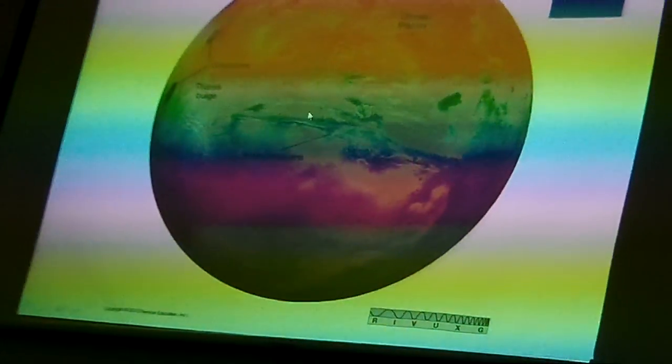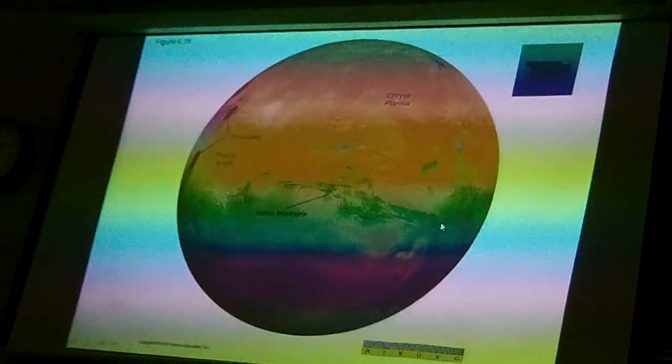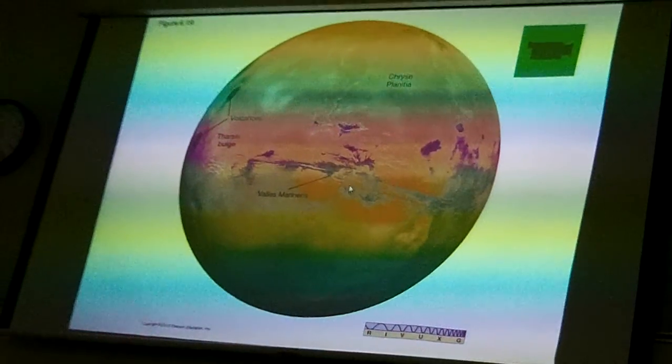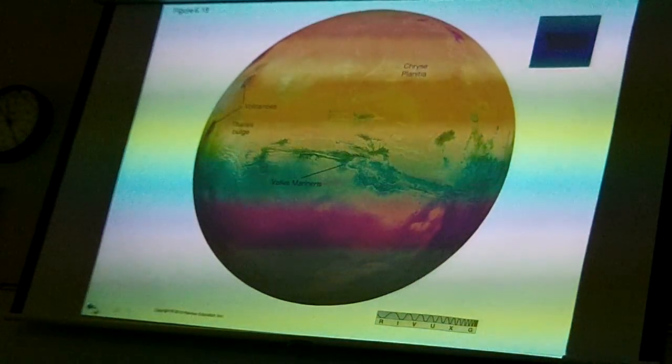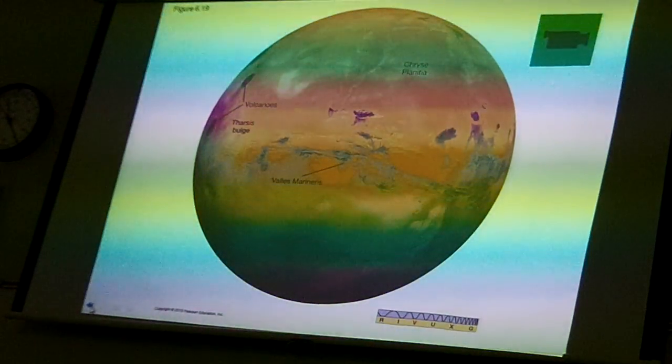The Valles Marineris, Mariner Valley. They thought maybe there was an ocean there. Martian mariners would be riding their boats there.